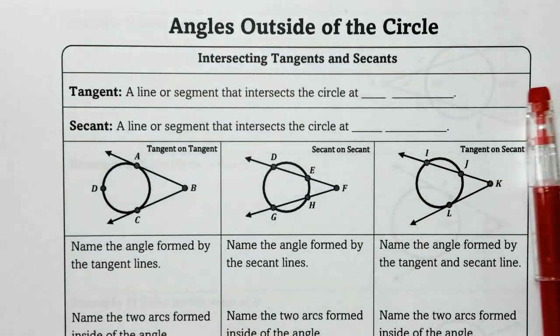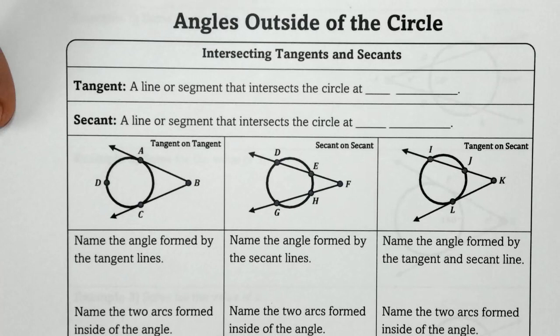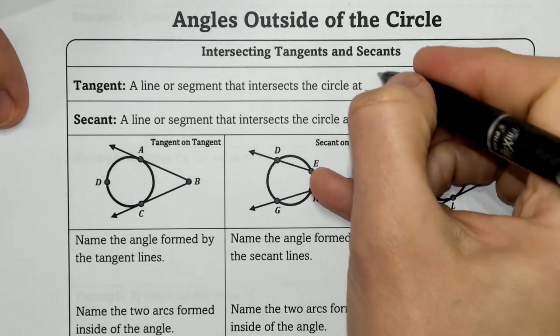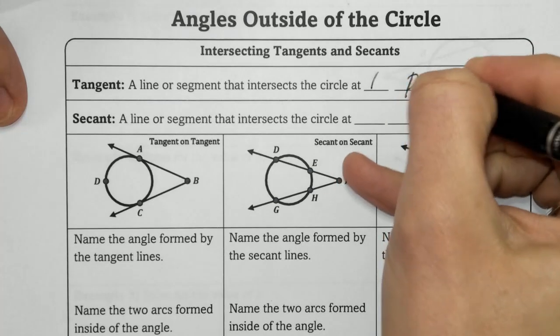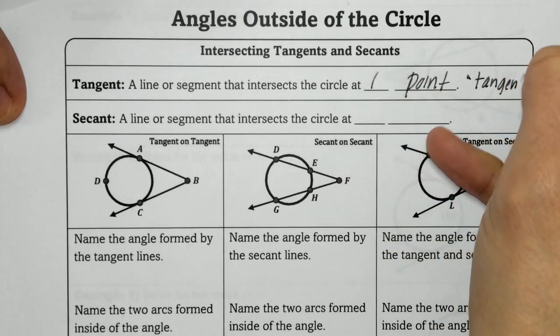All right, this is going to be a video on angles outside of a circle when you have different kinds of segments and lines intersecting. First, let's remind ourselves what a tangent is. A tangent is a line that intersects a circle at one point. And I always tell my students, we want to remember tangent touches.